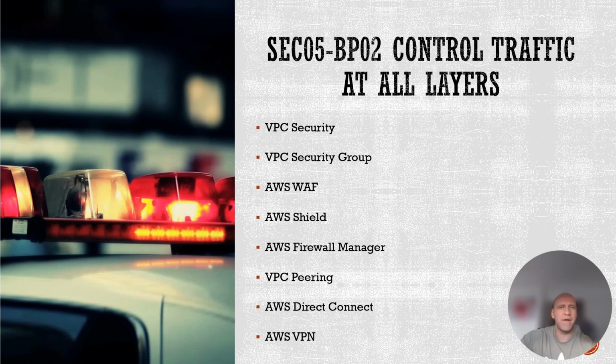You can also do traffic mirroring. You can copy network traffic from the elastic network interface of an EC2 instance. You can then send the traffic to out-of-band security and monitoring appliances, such as your SIEM and SOAR tools.